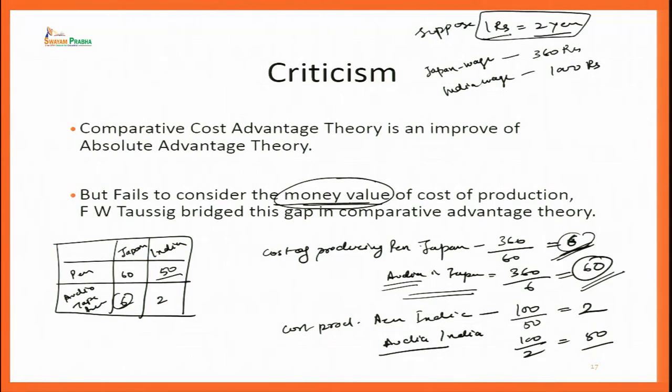Just for the sake of understanding, we have considered 1 rupee is equal to 2 Japanese yen. So, this is going to be very costly for the person, and in case of India also, it is going to be a point of concern. If they would be producing the pen, it's going to be much cheaper for them for sure, and when they will be producing the audio tape, it's going to be very costly for them.